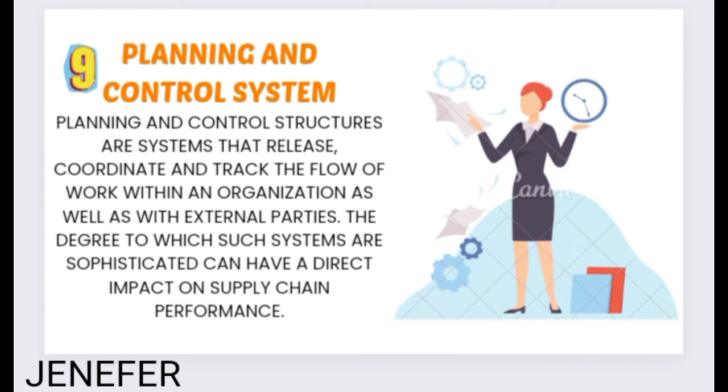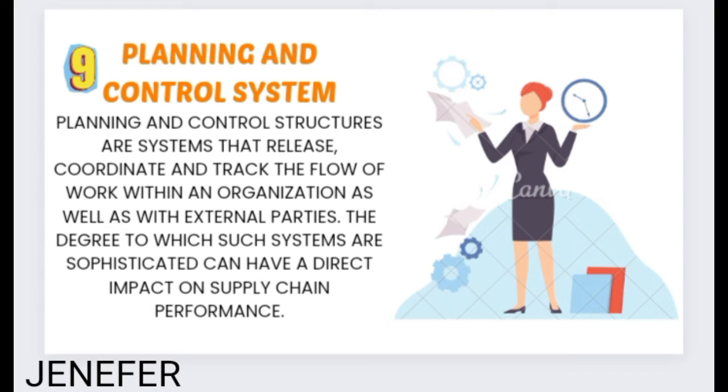Number 9 is planning and control system. Planning and control structures are systems that release, coordinate, and track the flow of work within the organization as well as with external parties. The degree to which such systems are sophisticated can have a direct impact on supplier and supply chain performance.